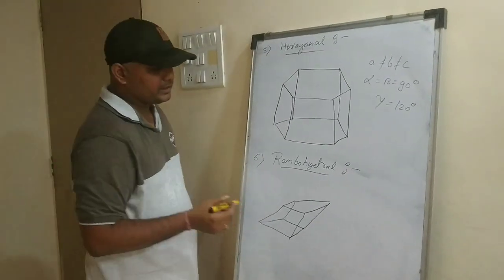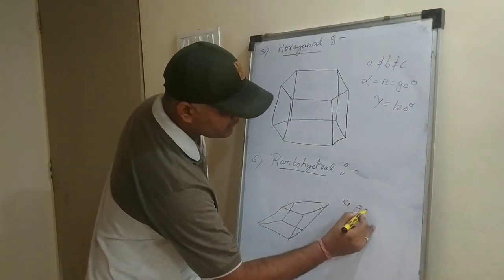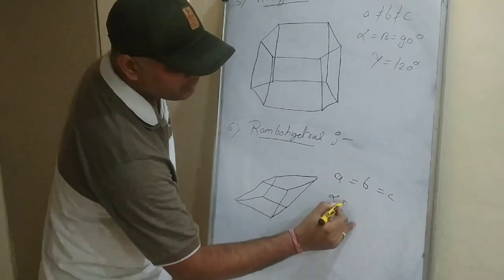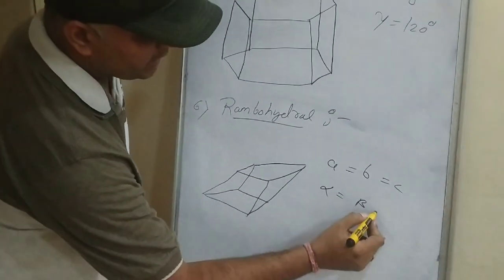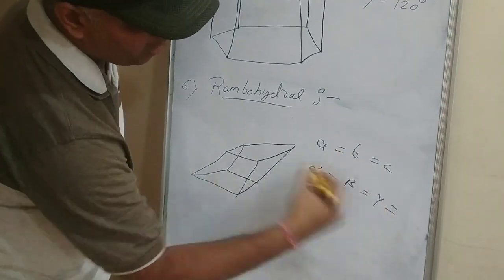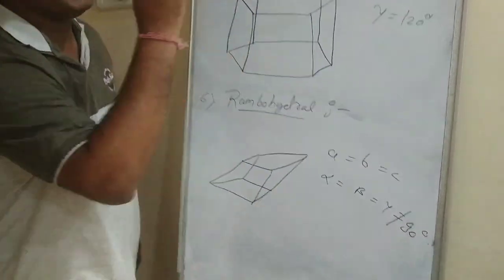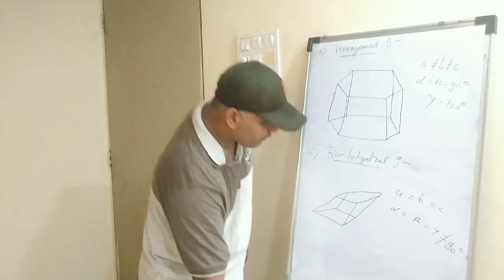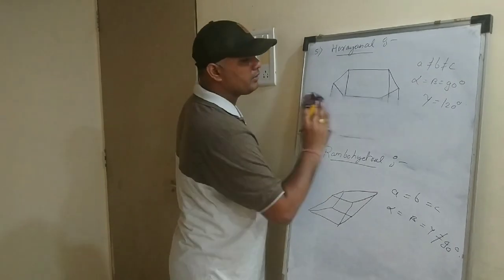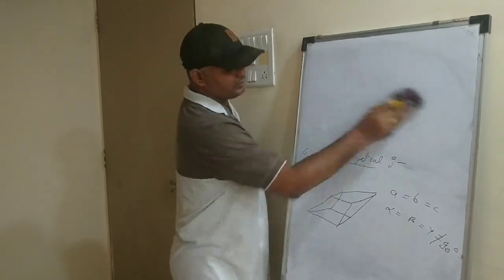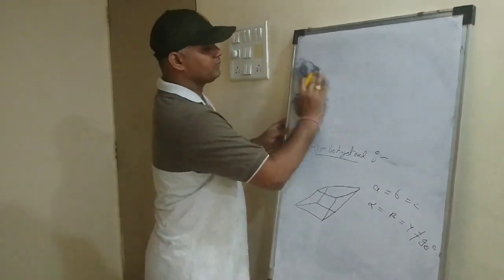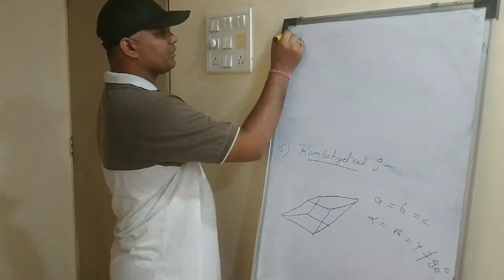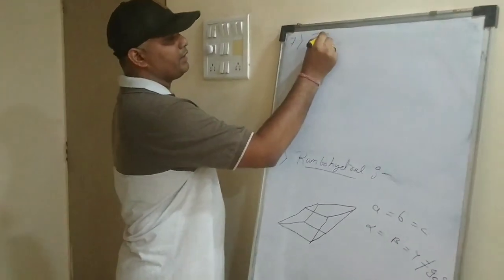So what will be the case here? a equals b, b equals c, alpha equals beta, beta equals gamma. They are all not equal to 90 degrees. Right? I hope that you are understanding this. So this is the case of a rhombohedral. Then comes the last one, that is triclinic.